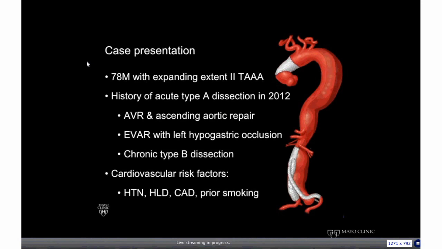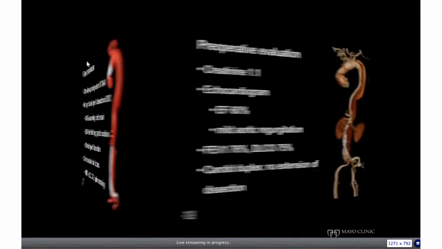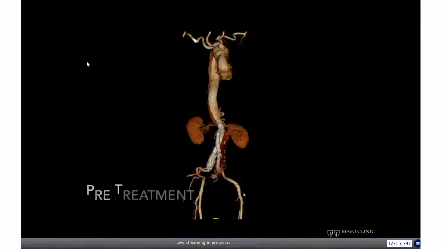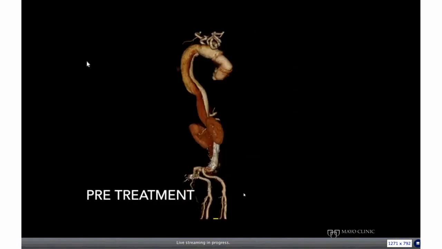His evaluation consisted of laboratory tests which showed a creatinine of 1.1, an echocardiogram which was normal except for mild aortic regurgitation. His pulmonary function test showed mild to moderate dysfunction, and the carotid ultrasound was widely patent with no evidence of extension. CT angiography depicts an extensive thoracoabdominal aortic dissection with a previous ascending aortic repair.